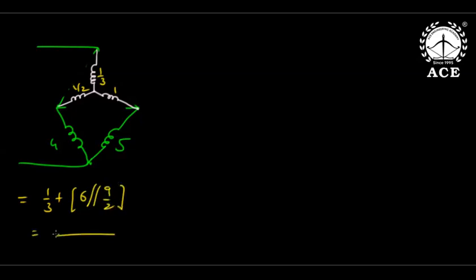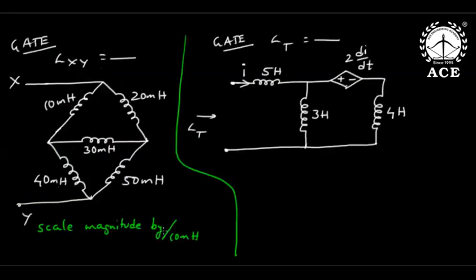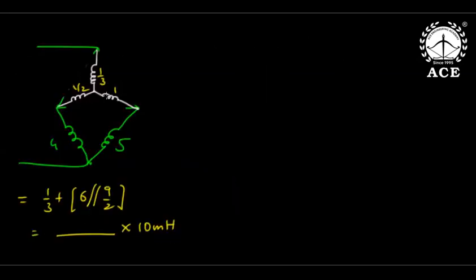Now that value again multiply back by 10 milli, because I took magnitude scaling. See here I took magnitude scaling by dividing by 10 milli. Then this became like henries. Then I did delta to star as it is an unbalanced bridge, and again series parallel I will get. But again multiply by 10 millihenry, and you should get the answer. That will be something like 2.904. Overall 29.04 millihenry is the answer.